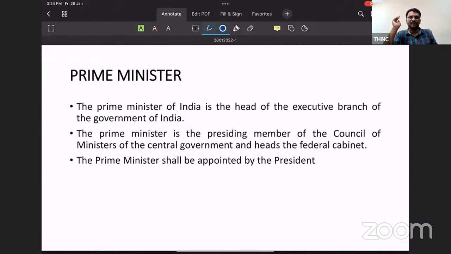The prime minister of India is the head of the executive branch of the government, and he is the real head of the government of India, and the president works according to his advice and the advice of his council. That means the prime minister and his council of ministers will give advice to the president, and the president is bound by that advice. The president does not have any constitutional discretion in that case. He must be bound by the advice of the council of ministers, with the prime minister as the head.